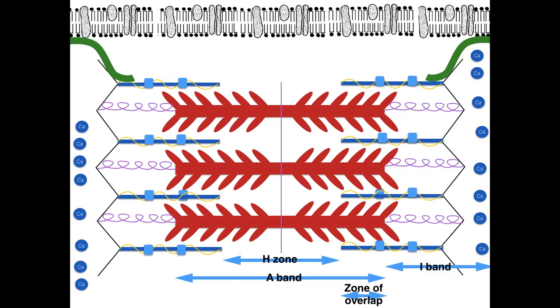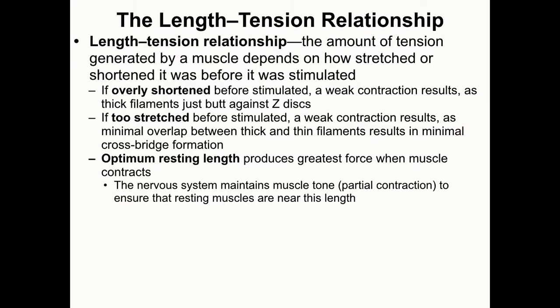If we were to stretch this muscle out, you would only have just a few bound. So when you stretch a muscle, you have less contact surface between actin and myosin. That makes the muscle weak. If a muscle is too stretched before it's stimulated, then you have minimal overlap between thick and thin filaments, and that means that you don't have very many head groups engaged, and your muscle is weak.